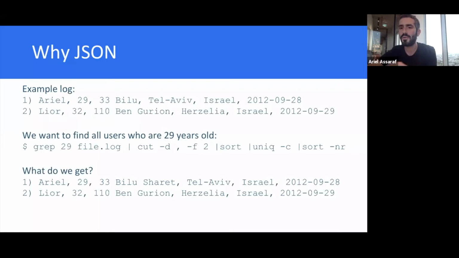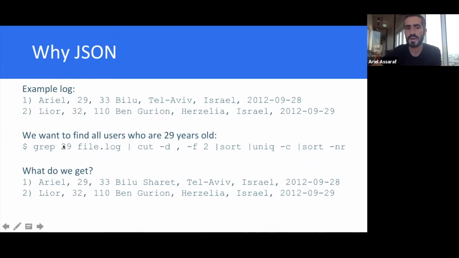Just a quick example on why JSON is the right format. If I have two logs, and obviously you have way more than two logs, it's going to be very complicated to have a query that searches based on text solely and then only retrieves the data that you care about. Because if I search 29, I'm going to get both Ariel and Lior because those numbers appear. This is a very naive example, but I guess it gives you a sense of what we like.